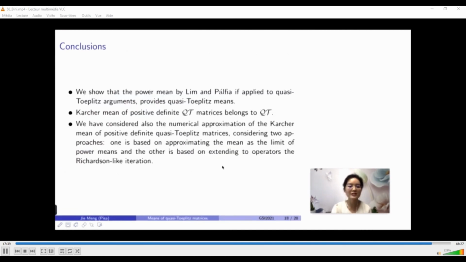Okay, for the conclusions, we show that the power mean preserves the quasi-Toeplitz structure if the matrices to be averaged have the quasi-Toeplitz structure. And we show that the Karcher mean of positive definite QT matrices belongs to the QT class. And we provide 2 numerical iterations for the computation of the Karcher mean. The first one is based on approximating the mean as the limit of power means, and the second one is based on extending to operators the Richardson-like iteration, and the latter iteration is faster.